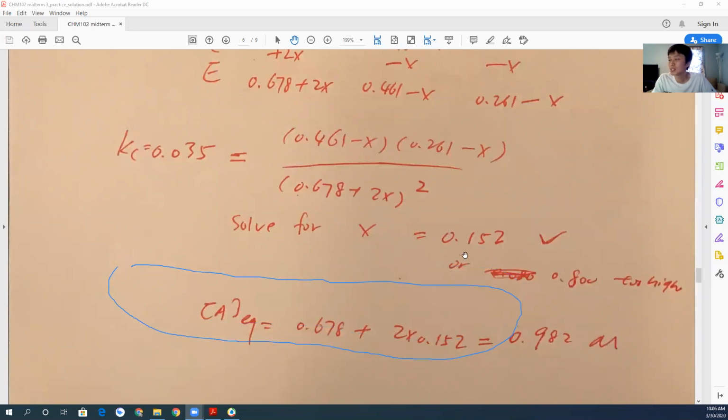In this case, I solve for x. That's the amount of A generated in this net reaction. So the new equilibrium concentration of A is the starting concentration, plus this more A generated during this net reaction.